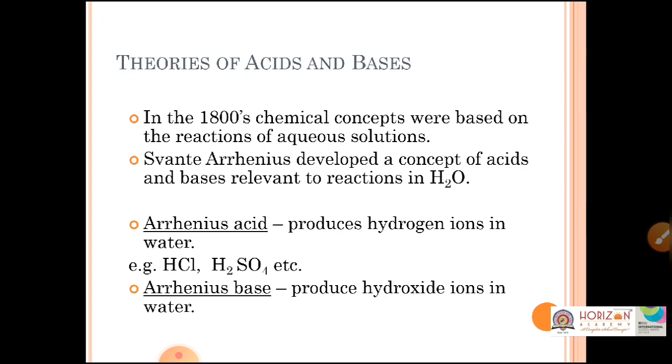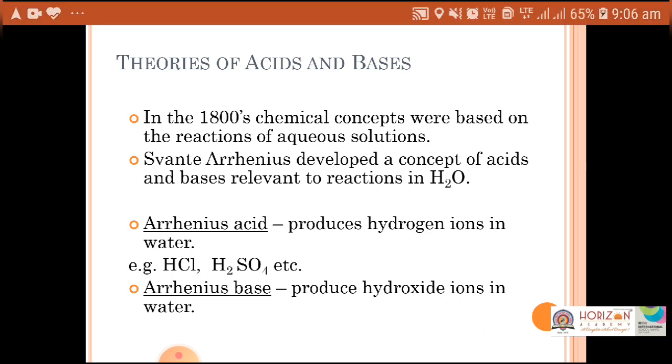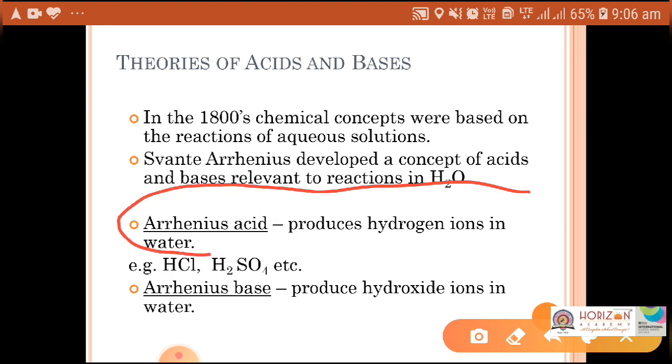An acid is a substance which on dissolving in water gives rise to H plus ion as the only cation. For example, HCl, H2SO4, H2CO3, etc. So here, in simple words, you can say an acid is any substance which produces hydrogen ions or H plus ions whenever it is dissolved in water. So here I have written in short for your proper understanding.